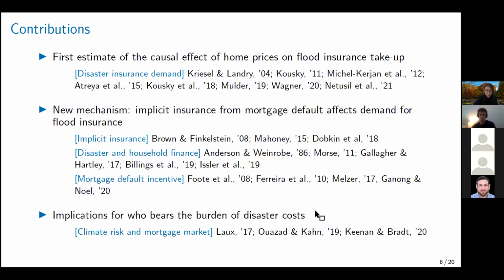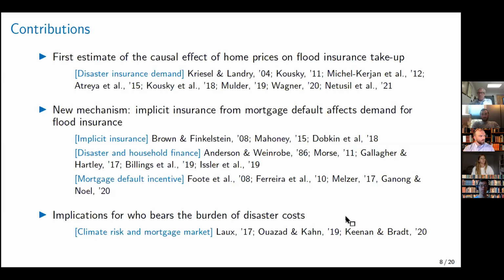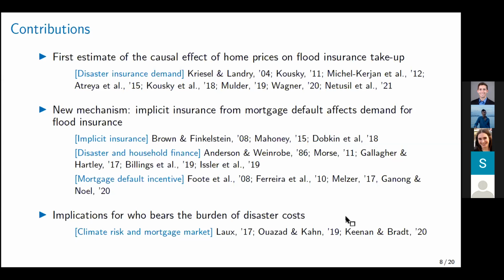And then our results also have implications for who bears the burden of disaster costs. And this is important as the risk is increasing. In particular, our result is consistent with the existing literature that looks at climate risk and the mortgage market and finds that the lenders are transferring their risk. And our result shows the mechanism by which the homeowners and the insurance company do not fully bear the risk that is out there. And some of the risks are getting transferred to the lenders.